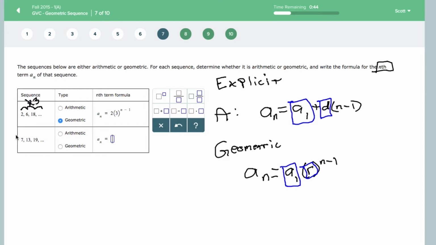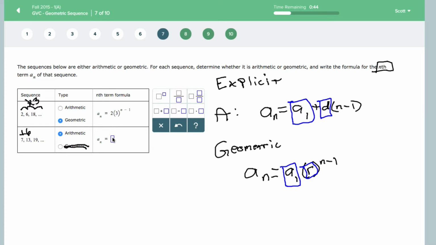13 divided by 7 is a very weird number, 1.857. And 19 divided by 13 is not the same number, so it is not geometric. So we can say, hey, we know this one's not geometric, which means there's only one other option, arithmetic. We got to find the common difference. How do I get from 7 to 13? I just plus 6. And 13 to 19, also plus 6.